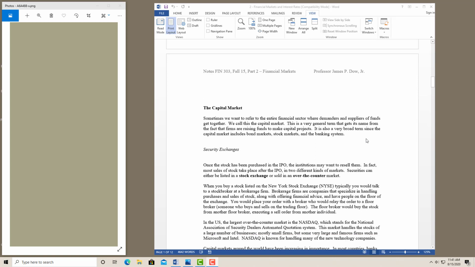The capital market is a term that we use to refer to the entire financial sector where the demanders and suppliers of funds, remember them from part 1 of the notes, get together for companies and individuals looking to raise money for long-term projects. That's the capital market.